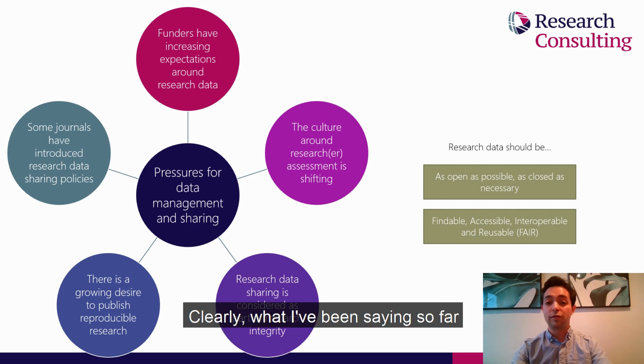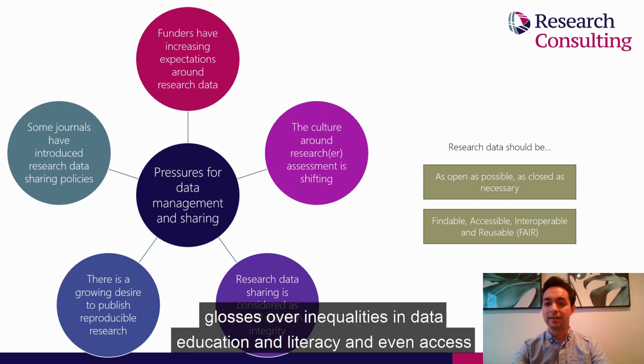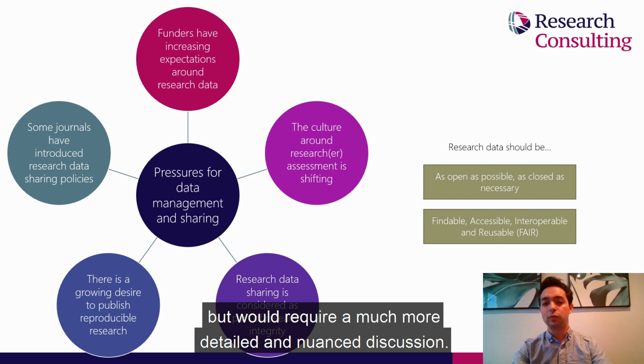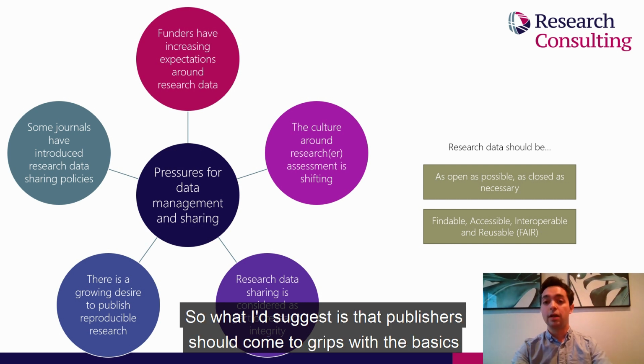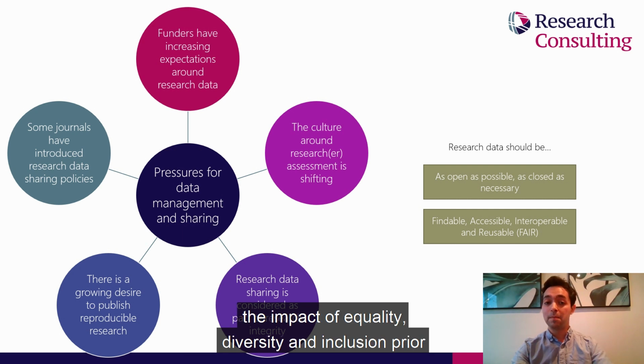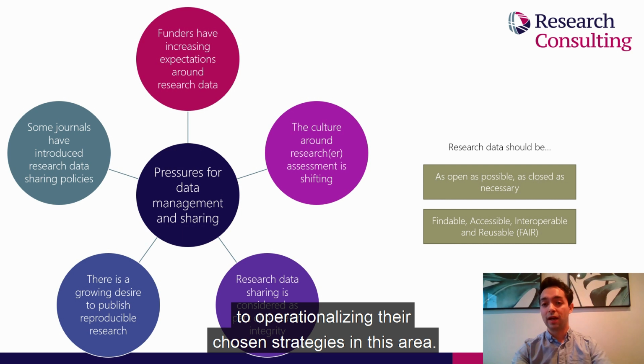Clearly, what I've been saying so far glosses over inequalities in data education and literacy and uneven access to research data across the world, which are very important considerations, but would require a much more detailed and nuanced discussion. So what I'd suggest is that publishers should come to grips with the basics of research data sharing as a starting point, and then explore the impact of equality, diversity, and inclusion prior to operationalizing their chosen strategies in this area.